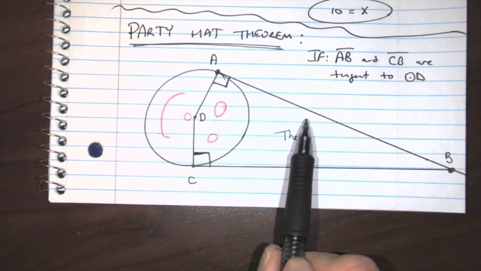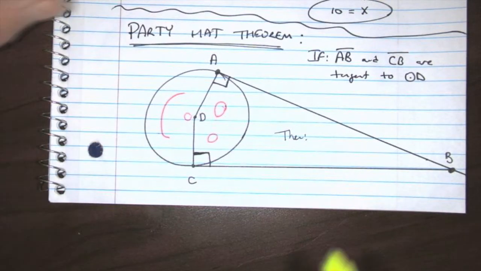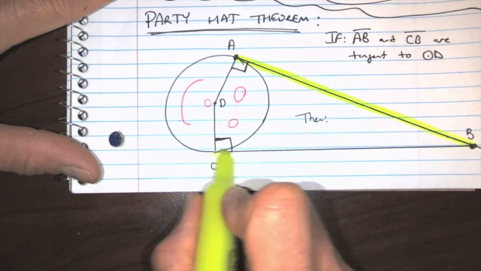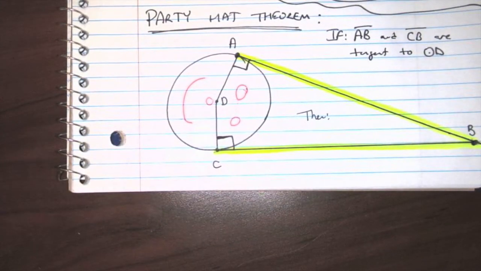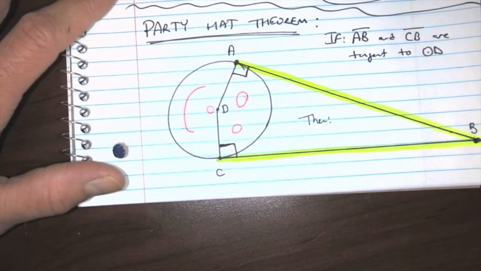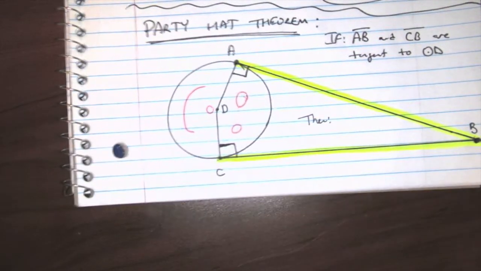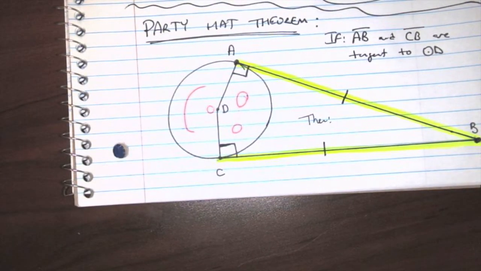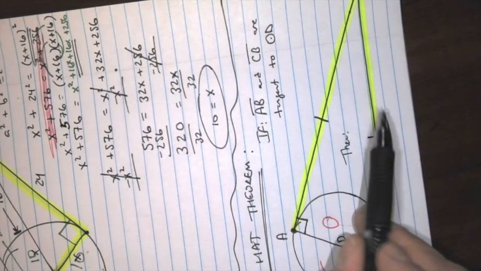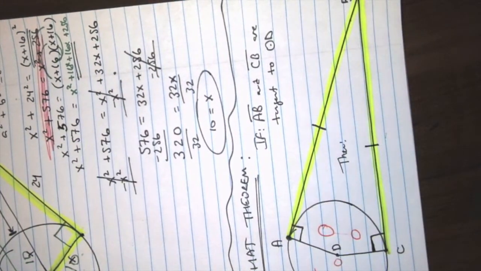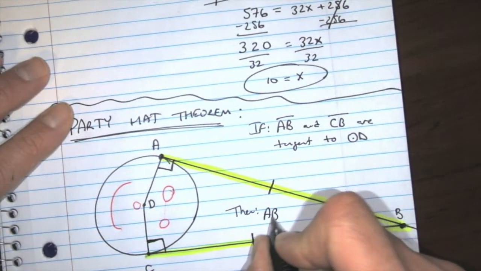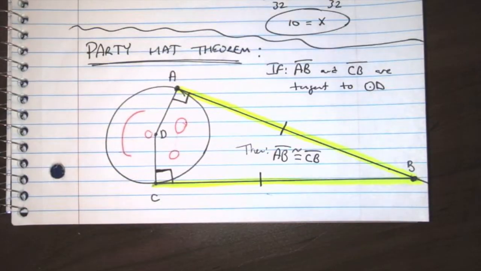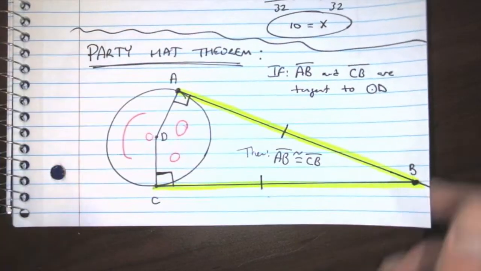If AB and CB are tangent to the same circle, let me highlight them. If that is tangent to circle D, and this is tangent to circle D, then if they're both tangent to the exact same circle, then they have to be congruent. That's the party hat theorem, folks. Party hat theorem says that these two tangents are exactly the same. They even look the same. Then AB is congruent to CB. Alright, party hat theorem. That's the last theorem.